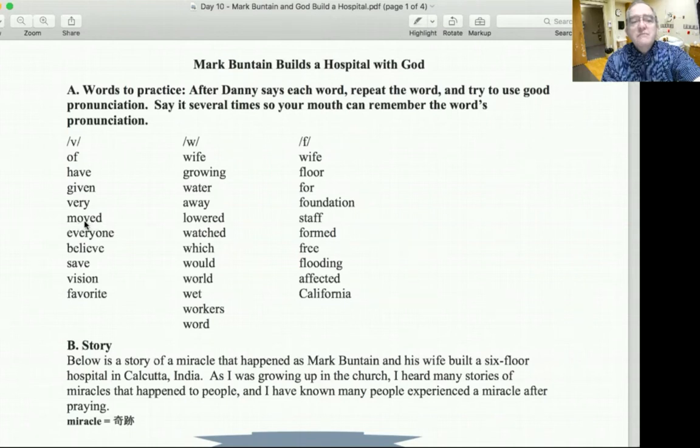Moved, moved. Everyone, everyone. Believe, believe. Save, save. Vision, vision. Now don't say vision. It's not E-O, it's I-A. Vision, vision. And give your good V, vision. Favorite, favorite. Okay, let's get the W.